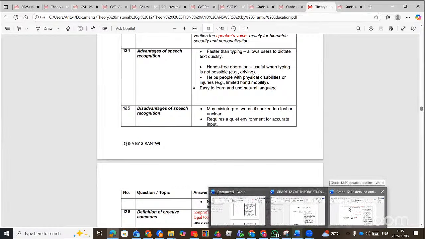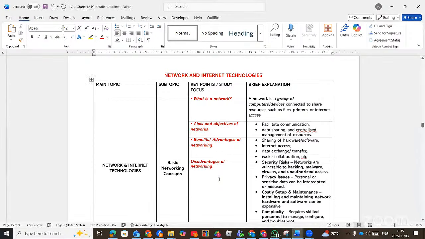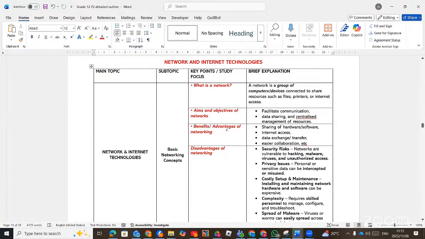Right, if there are no questions, we will move straight to network and then internet technologies, what you should look out for. Now, network and internet technologies. The first part is basic network, the definition of a network: connection of two or more computers or computing devices to share resources. Very important.